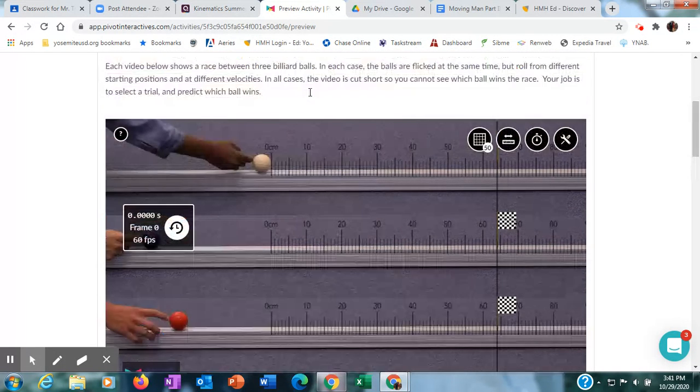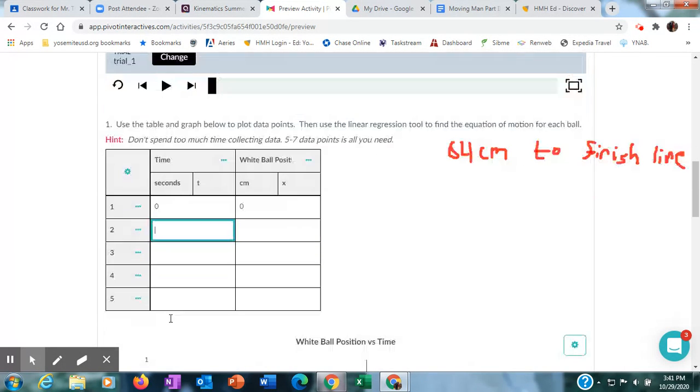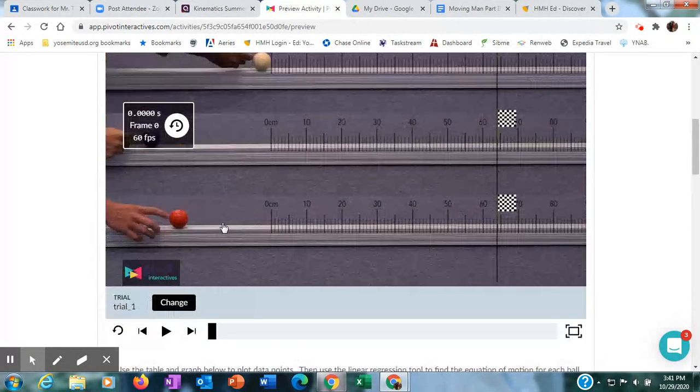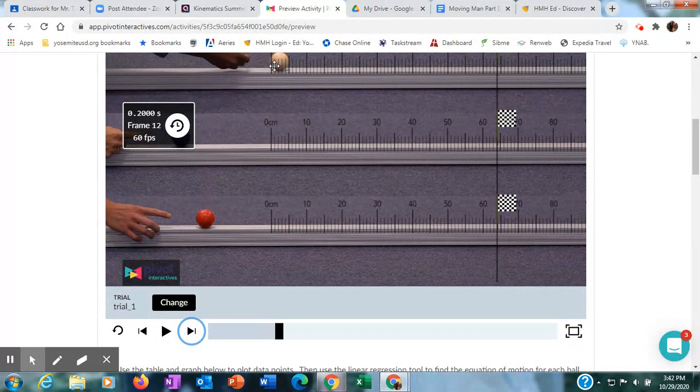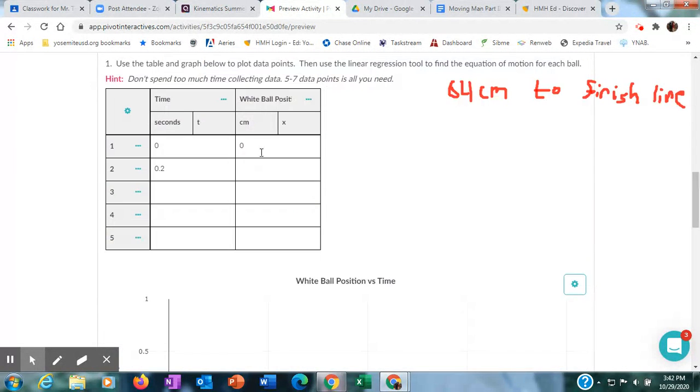Now, once again, I'm going to start at 0 centimeters. Okay, so I wrote 0, 0. My time is going to increase by 0.2 seconds after every interval. So at 0.2, looking here, I could see that my ball is at a position of 5 centimeters.